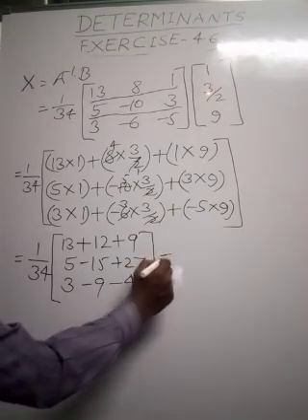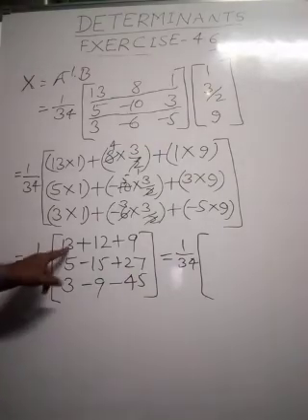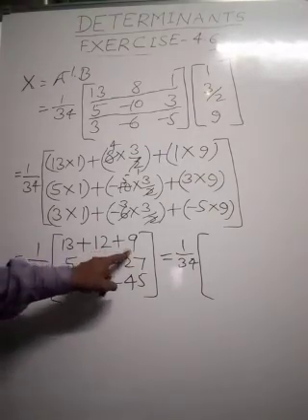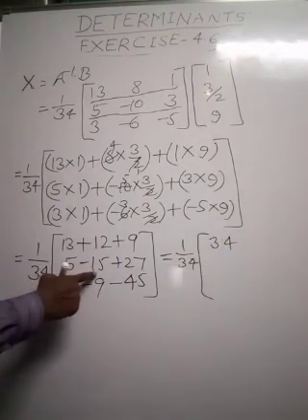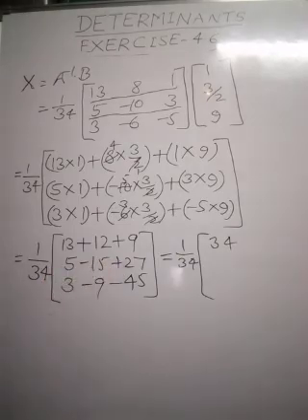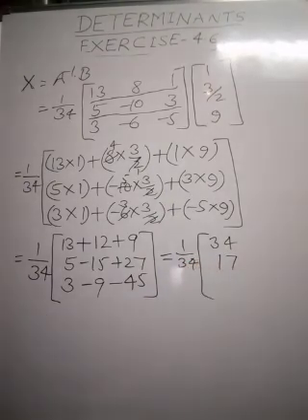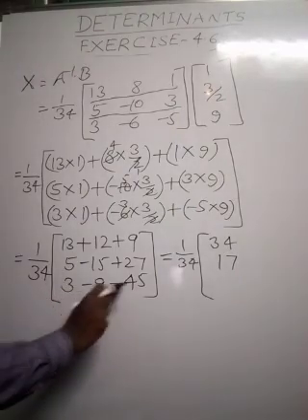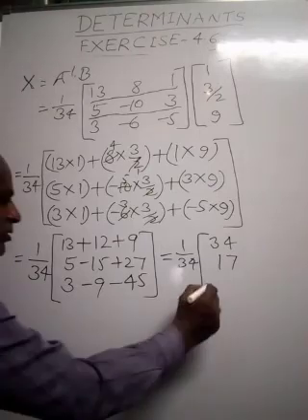Now that is equal to 1 by 34 into, what will you get? 13 plus 12, 25, 25 plus 9, 34. 5 minus 15, minus 10, minus 10 plus 27. What will you get? 27 minus 10, 17. Isn't it? Now, minus 9 minus 45. What will you get here? Minus 54. Minus 54 plus 3, minus 51.